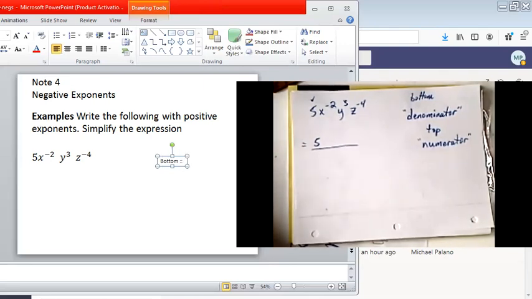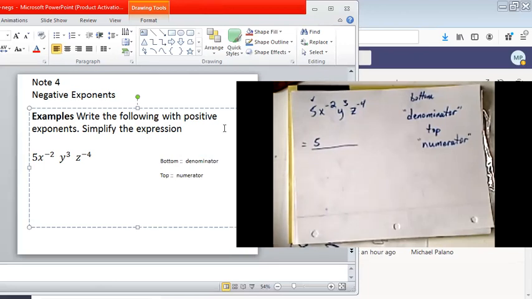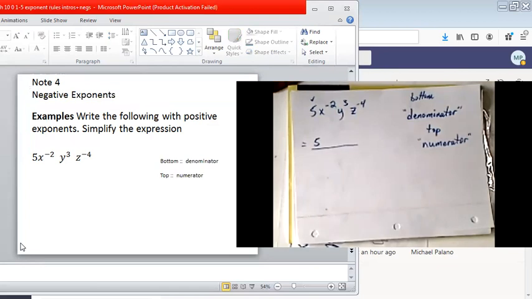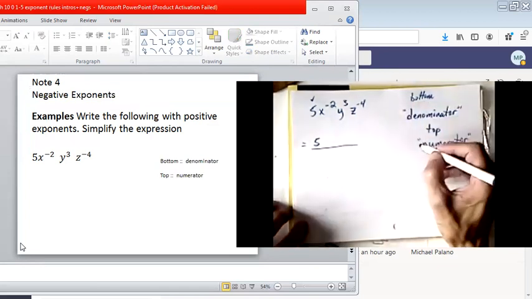All right, the math word for the bottom is denominator. The top, numerator. Myself, I use them both, usually bottom and top. But hey, this is math class. We got to be professional. Got to use proper vocabulary sometimes.